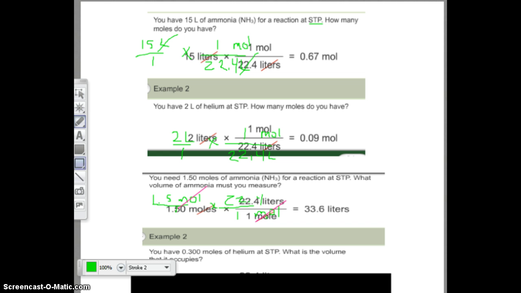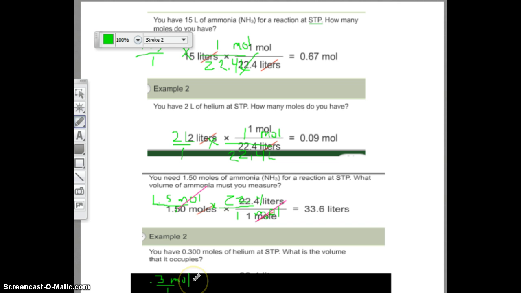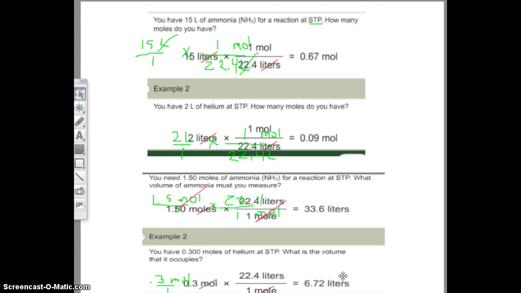All right, let's do another one. You have 0.3 moles of helium at STP. What's the volume? What do we write first? 0.3 moles. Put it over 1. What has to be on the bottom of our next fraction? The bottom of our next fraction has to be moles. And that's equivalent to 22.4 liters. So you multiply 22.4 times 0.3, you get 6.72.